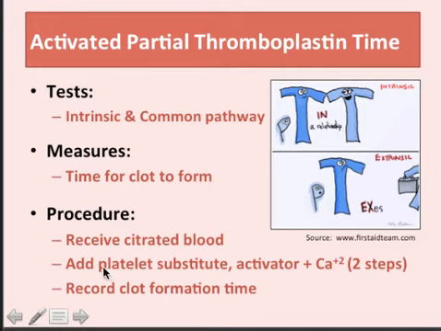And you do this in 2 steps. First, you're going to add in, I believe, the platelet substitute plus the activator, and then you're going to add in the calcium, something along those lines. But it gets split into 2 physical pushes of the button because you have to add 2 different things at a time. Again, you're going to record clot formation. How long did it take for that intrinsic pathway to run its course and form a clot? And you can kind of help to diagnose intrinsic issues or common pathway issues with this.